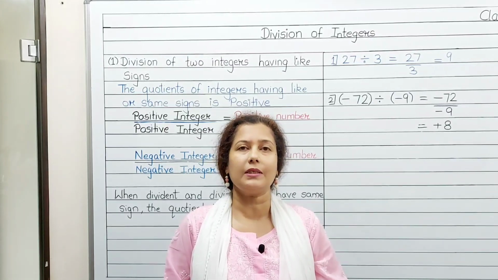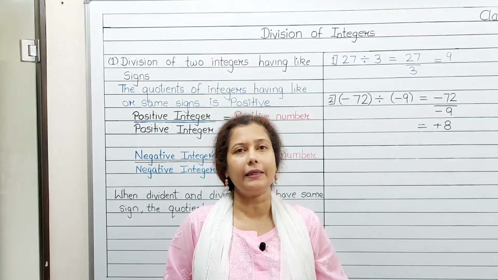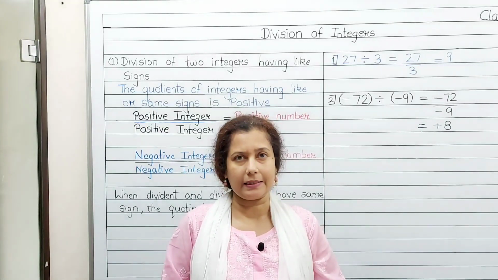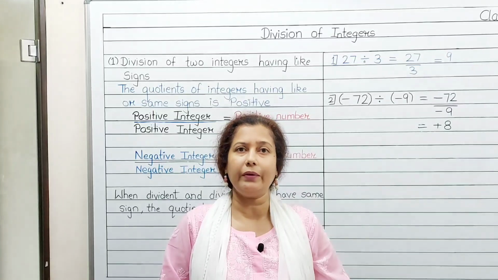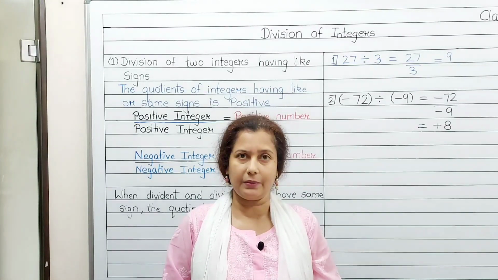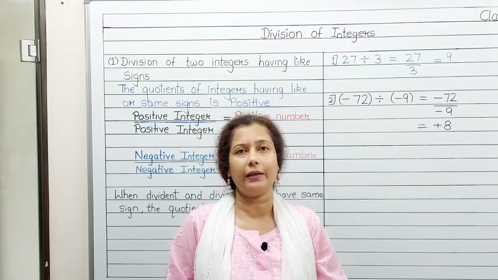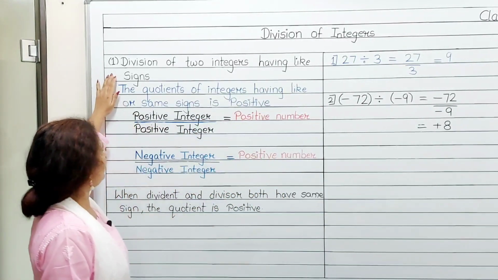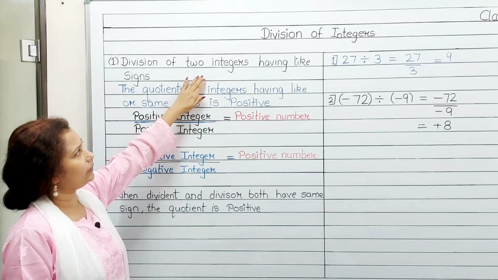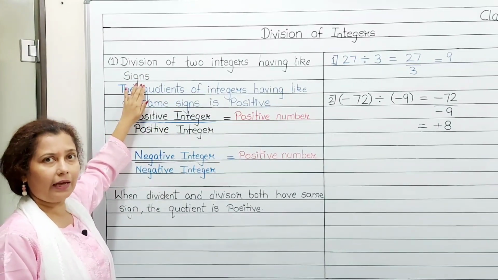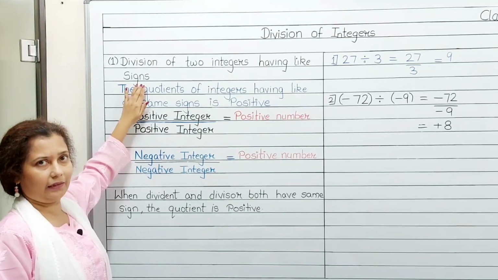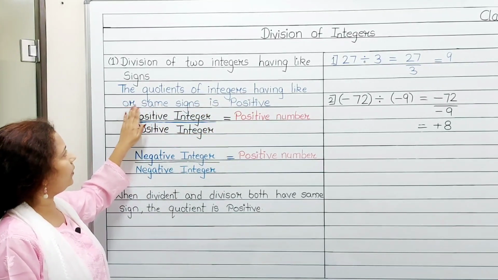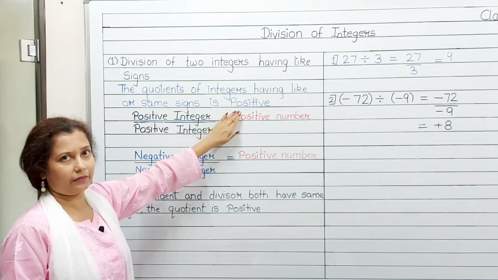We know that all positive numbers, 0 and all negative numbers are integers. Like multiplication, here also we will understand what result we get when we divide two integers having the same sign, and what result we get when we divide two integers having different signs. First, we will start with division of two integers having like signs. Like signs means same sign. The quotient of integers having like or same signs is positive.